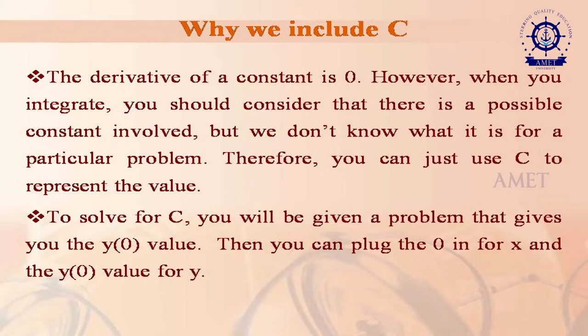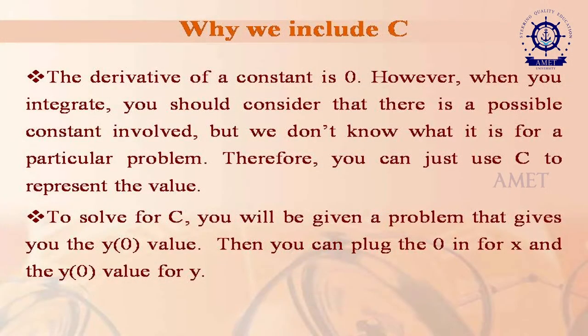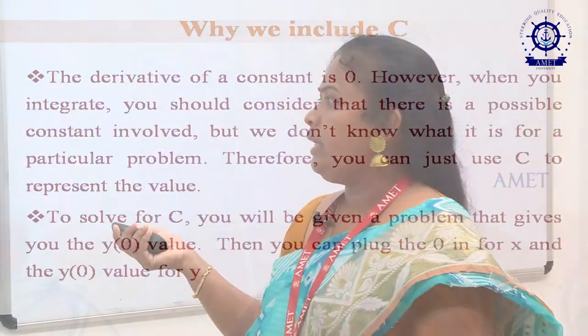Next, we see why we include c for the problem. The derivative of a constant is zero. However, when you integrate, you should consider that there is a possible constant involved. But we don't know what it is for a particular problem. Therefore, you can just use c to represent the value. To solve for c, you will be given a problem that gives you the y of 0 value. Then you can plug the 0 in for x and the y of 0 value for y.